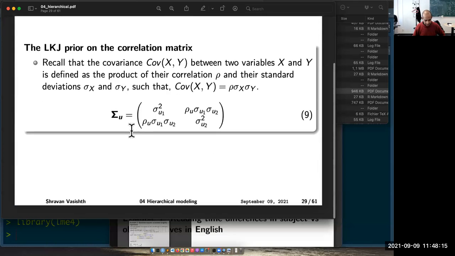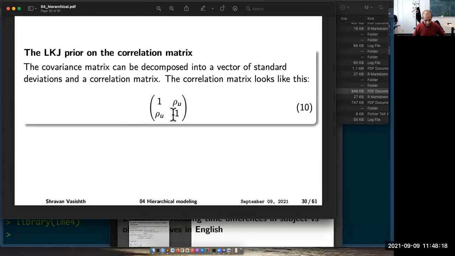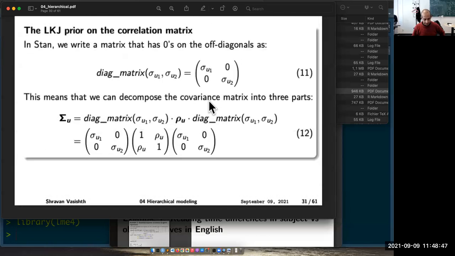The reason this is called a correlation matrix is that on the diagonals, you see the correlations of every random variable with itself, right? That correlation has to be 1 because every random variable is perfectly correlated with itself. So that's why the diagonals have a correlation of 1. The off diagonals contain the correlation between the random variables in this bivariate example. So this is called the correlation matrix, and we can define a prior on this matrix.